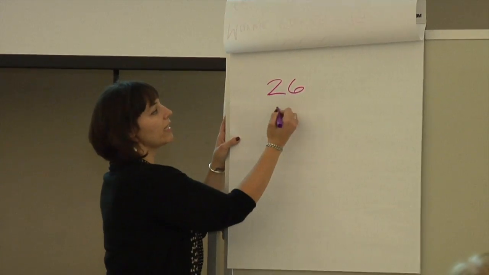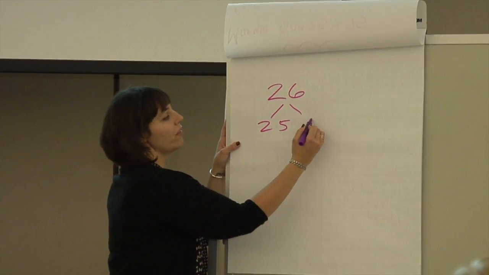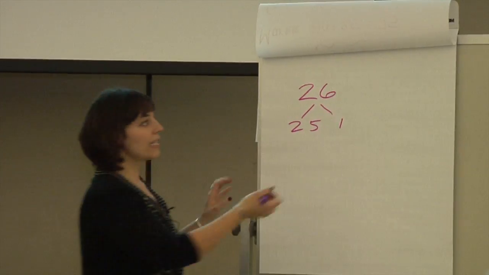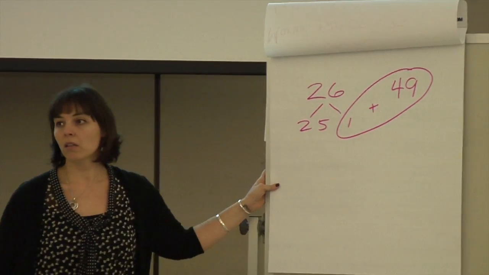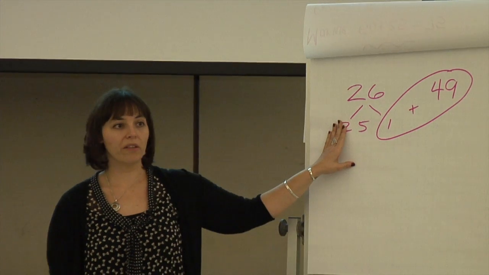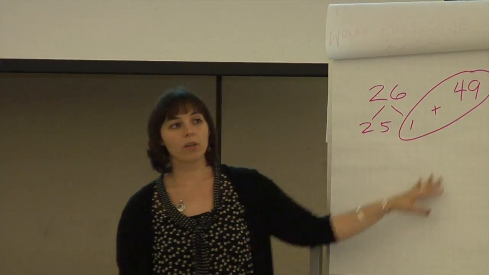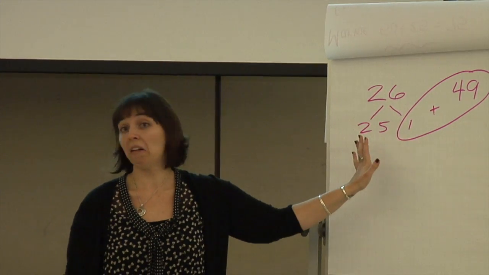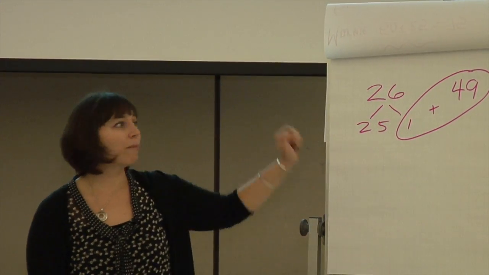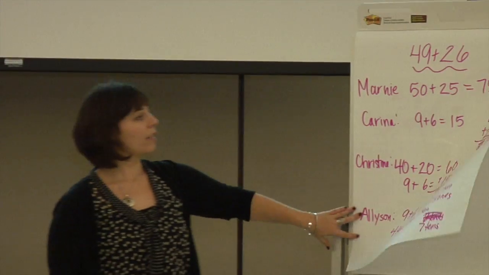right? I'm breaking this into 25 and 1. So I can take that 1 and add it to the 49, and that way I still have 25 left. Because I would much rather work with numbers that are 0 numbers than work with 9. I don't know about you. But if I can make a 10, I'm going to make a 10 every time. And that works for me because that makes it easier. But that's not to say that there isn't a method that works for you too.